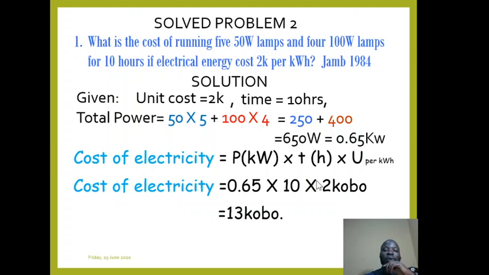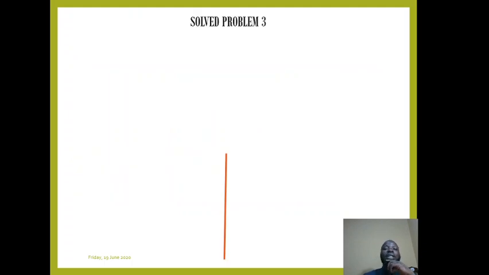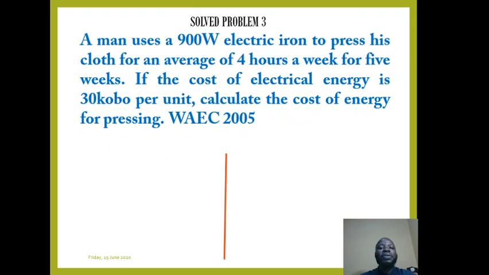Now the third question we have here is: a man uses a 900 watts electrical iron. If you look at this one, the rating is very, very high because most of the time electrical irons usually consume a lot of energy. So it consumes very, very much. That is why you are seeing, even in this question, the rating of it is very, very high.